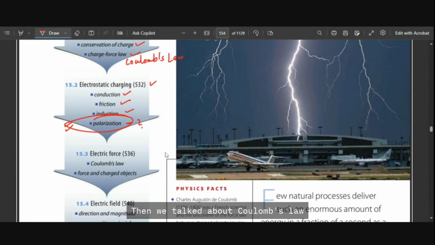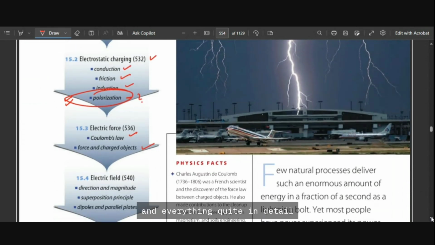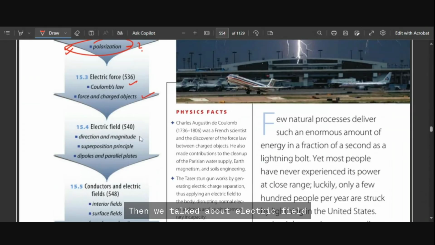Then we talked about Coulomb's law, forces and charged particles, and discussed each and everything quite in detail. Then we talked about electric field, its direction and its magnitude. We also talked about the superposition principle, and then dipoles and parallel plates. This parallel plate topic is something which is missing. We haven't discussed it yet, so we'll review it through this book only.